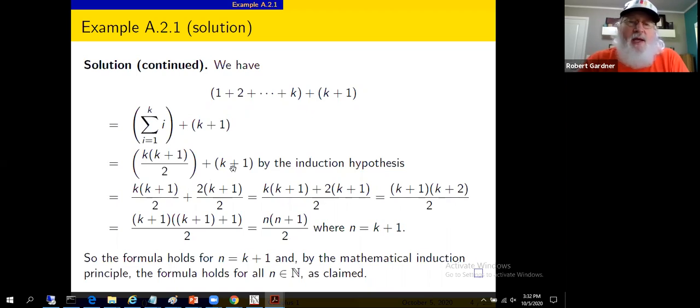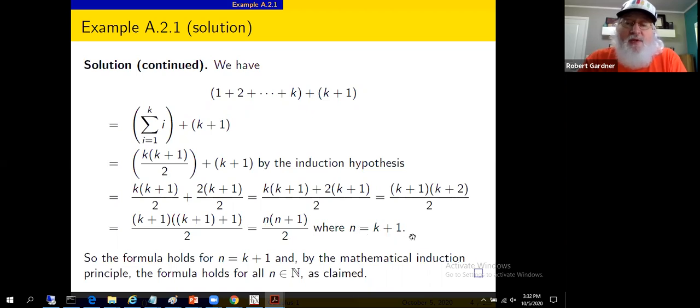Let's get a common denominator. This has a denominator of 2, so let's give this one a denominator of 2, multiplying by 2 over 2. With a common denominator, we can add the numerators together. We can factor a k plus 1 out, leaving you with a k plus 2 in the numerator. So this is what that produces. Let me rewrite this in the following form. Remember where we're going: k plus 1, k plus 1, k plus 2. Let's write k plus 2 as the quantity k plus 1 plus 1. There I've got a k plus 1, there I've got a k plus 1.